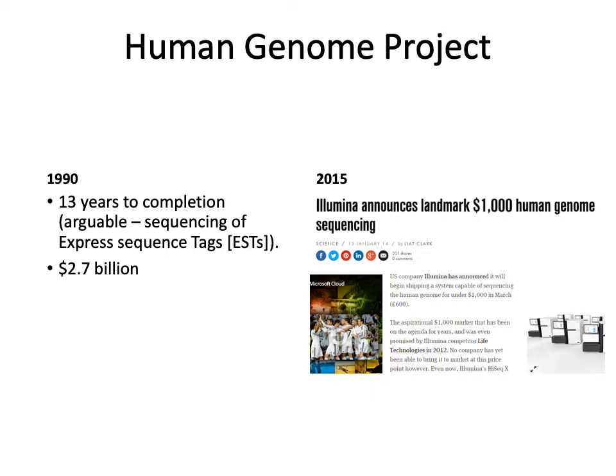And so gene recognition is by sequence alignment. So if we look back in the past, the Human Genome Project, which started in about 1990, took around 13 years to complete, and arguably it was the sequencing of expressed sequence tags, known as ESTs. It cost around 2.7 billion. In 2015, Illumina announced a landmark of $1,000 to sequence a human genome, and so the cost of sequencing has come down immensely.